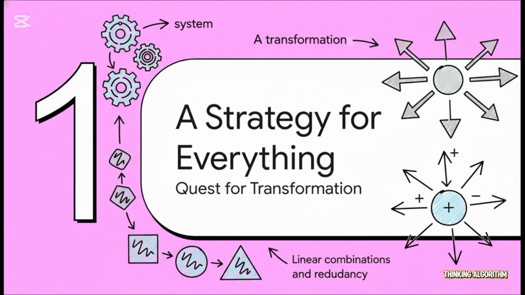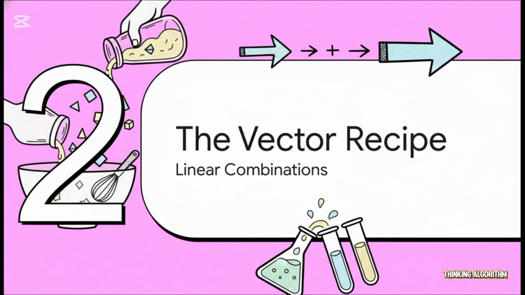The whole goal here is to find a kind of shortcut, a reliable way to understand how any system transforms without having to check every single part. Now, to pull this strategy off, we're going to need a key tool. It's called linear combination, but let's just call it the vector recipe. It's basically a way to cook up new vectors from ones you already have.